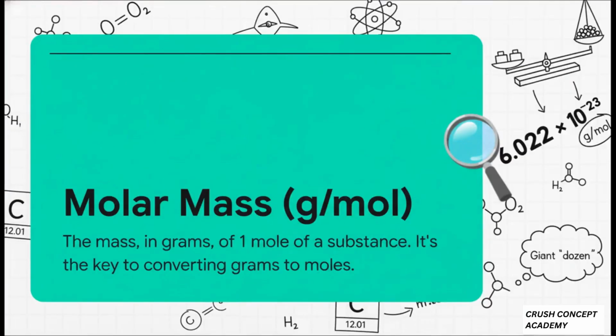Molar mass is exactly what it sounds like. It's the mass of one single mole of a substance. It's the unique weight for that giant dozen of particles. And this number, which you can find right there on the periodic table, is the magic key that lets us use a simple scale to measure out a mind-bogglingly precise number of atoms.